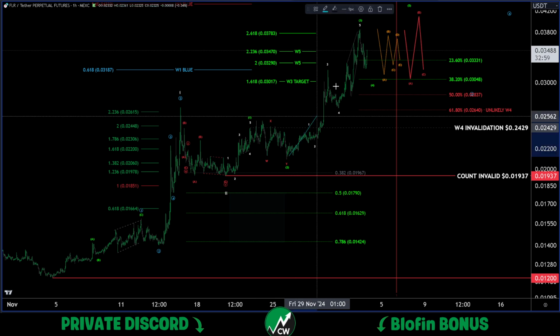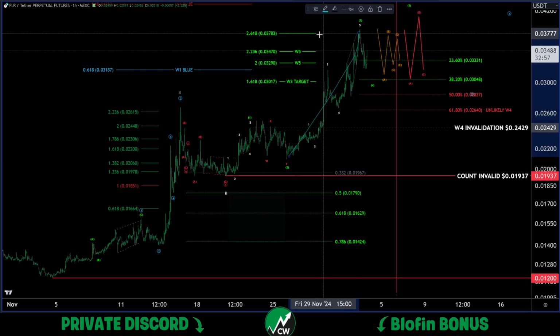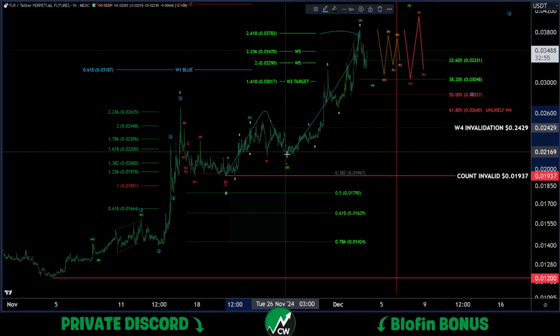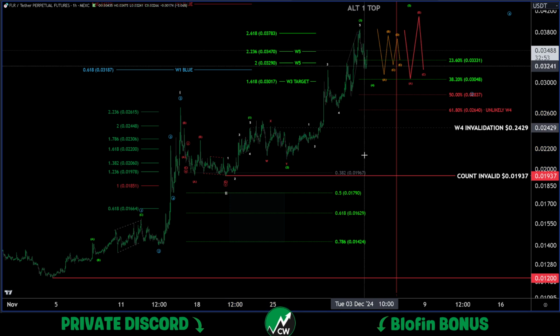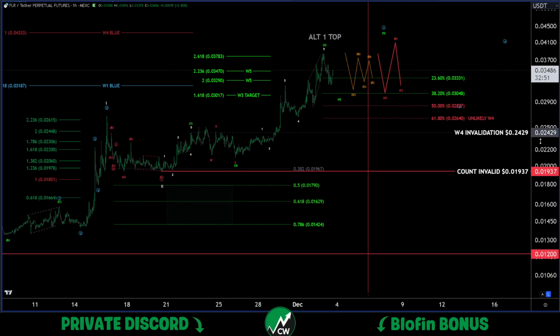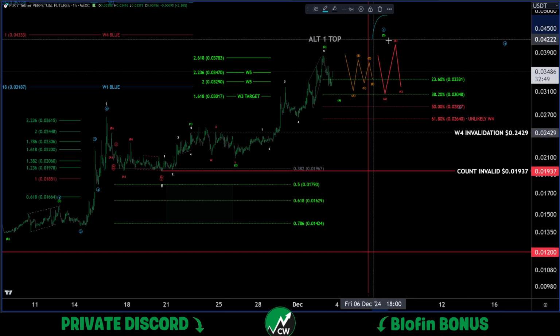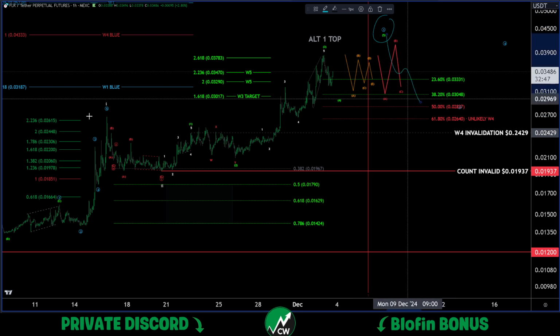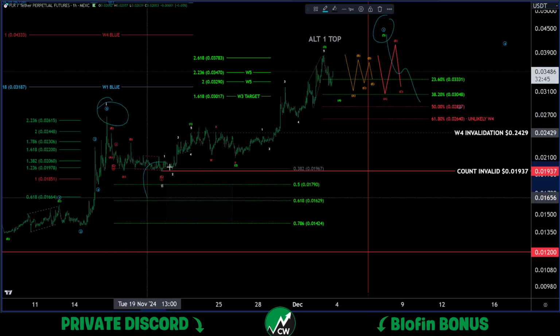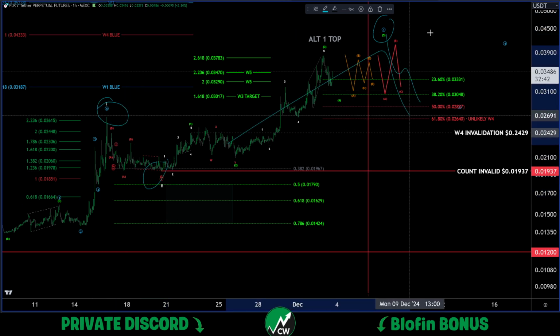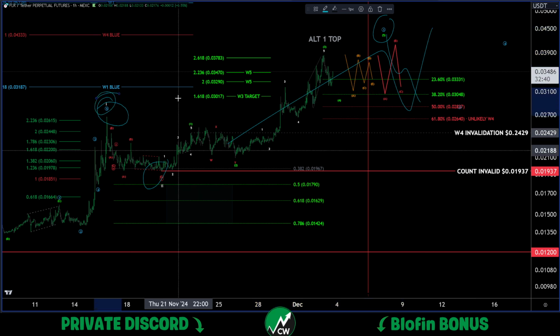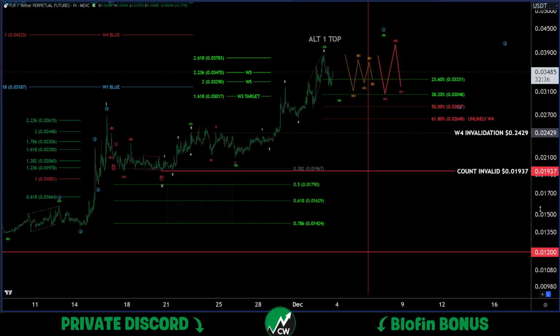We then look for our wave 3, which I believe has topped. It came all the way to the 2.618 extension of this first 1 and 2 in green, and looking for a 4 and a 5 to complete a 1 and 2 of a lesser degree over here. So that would be 1 and 2 within this larger third wave. So a lot of potential here on FLR as long as it follows our path.